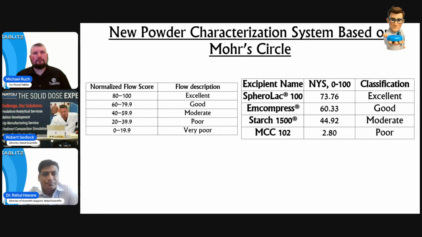But when you get to very poor, then those are usually where you need to reformulate, granulate, or something needs to change. You agree with that, Rahul? Absolutely. Yeah, you are spot on. Yeah, so you have excellent, good, moderate, and poor. So as we know, these materials are flowing nicely. Now we have some challenges with compressibility. As I said, the normal stress we applied is not sufficient, and that's why we don't have a flow function. So this methodology definitely needs some refinement, but it will be a really good methodology and a good alternative to the Hausner ratio and compressibility index, specifically for challenging powders.